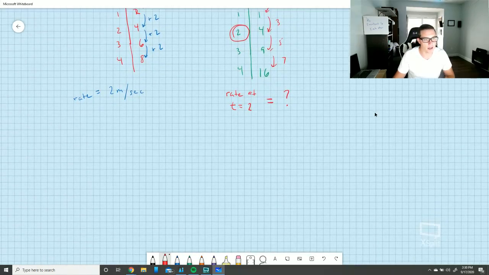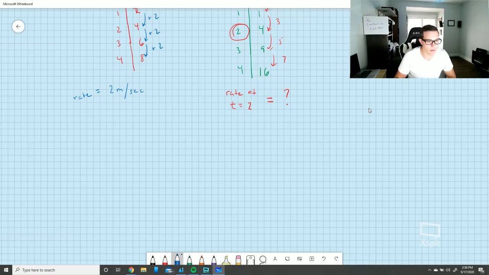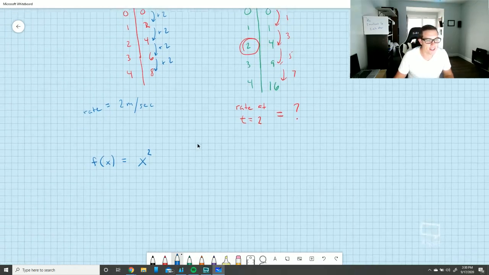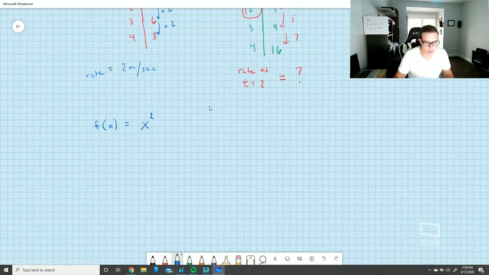Here's the idea. Well, we can model this relationship with a function. So we can call this function f of x, and we can call it x squared. That's, if you didn't guess, that's what the function is. If I plug in 0, I get 0. If I plug in 1, I get 1. 2 squared is 4. 3 squared is 9. 4 squared is 16. So here's my function. And basically, I'm asking this question.